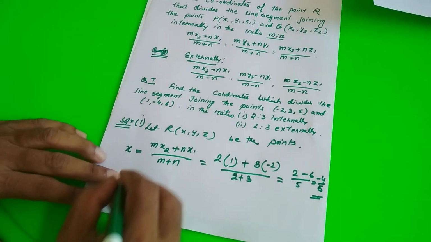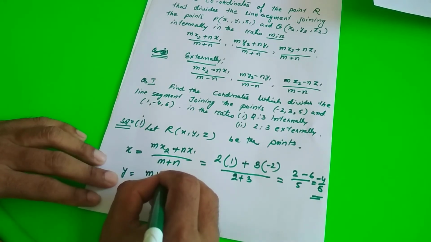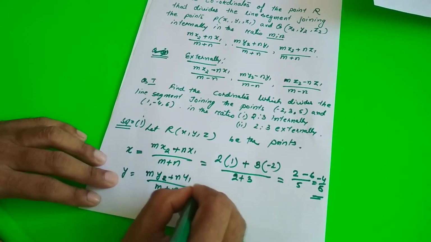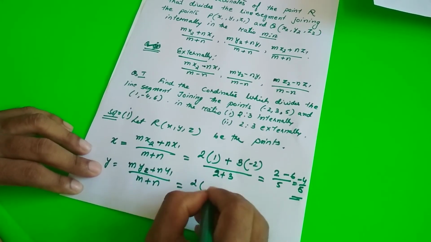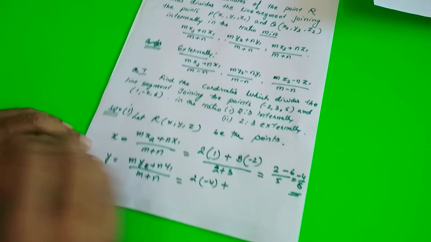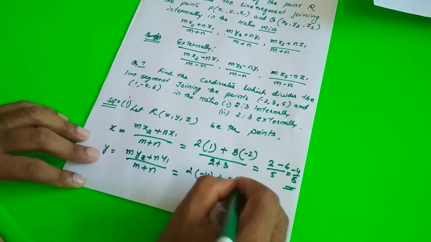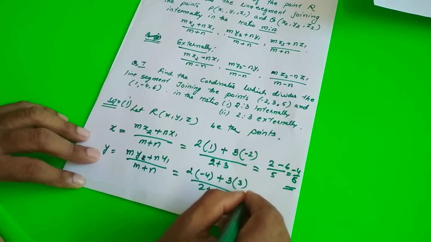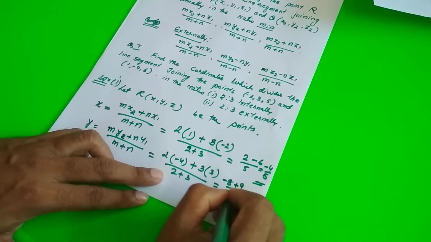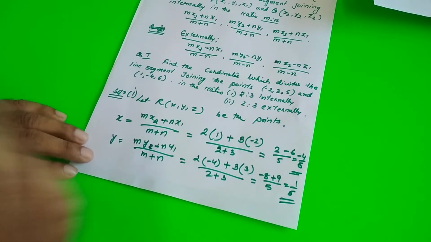Clear? Now for y: (m y2 plus n y1) divided by (m plus n). What will I put? m is 2, y2 is minus 4, plus n is 3, y1 is 3, divided by 2 plus 3. This is minus 8 plus 9 by 5, which is 1 by 5. Simple.